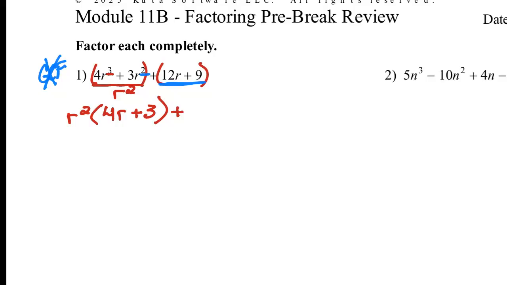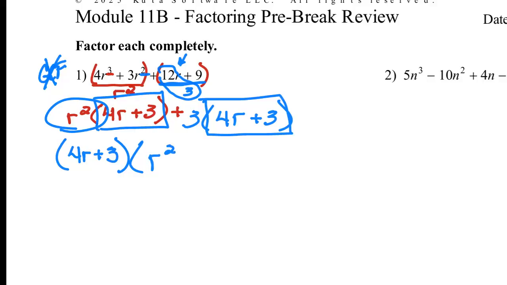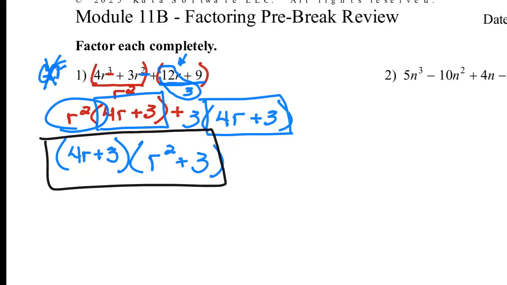Plus, what about 12R plus 9? What do they have in common? 3. Yes, 3 is a factor for both of those. So divide by 3. That 3 goes to the front. And when you divide, 12 divided by 3 gives you 4 with that R that's left plus 3. So here I have my common factor for both of those terms. Anytime you have a common factor, you push it out front. So 4R plus 3 goes out in front. And when you would divide by that from that first term, what you have left is R squared plus 3. And there it is. Nice job. Thank you.